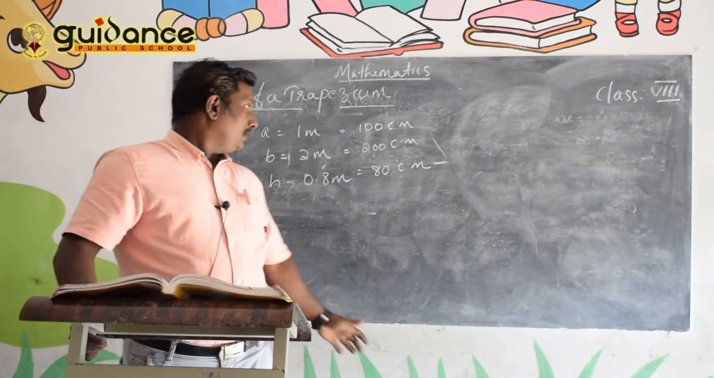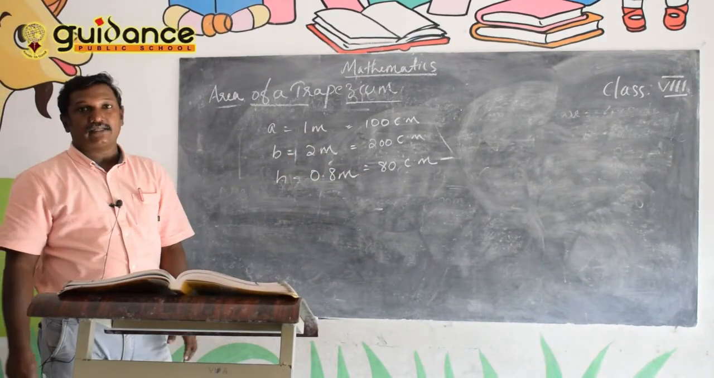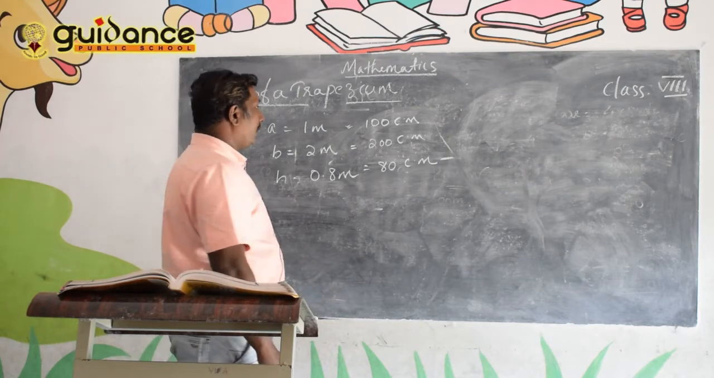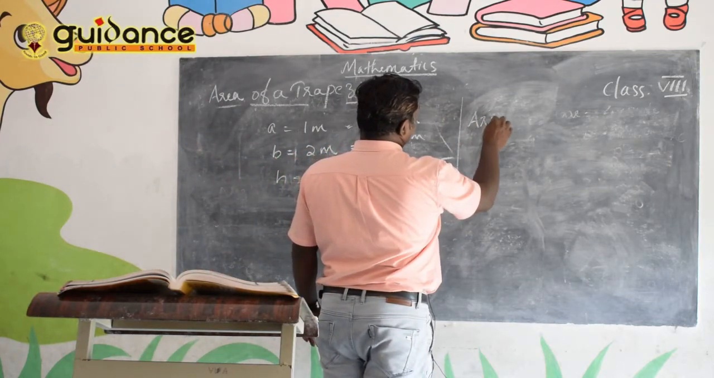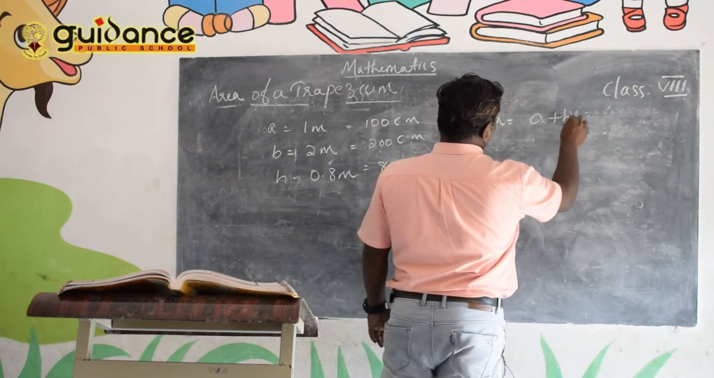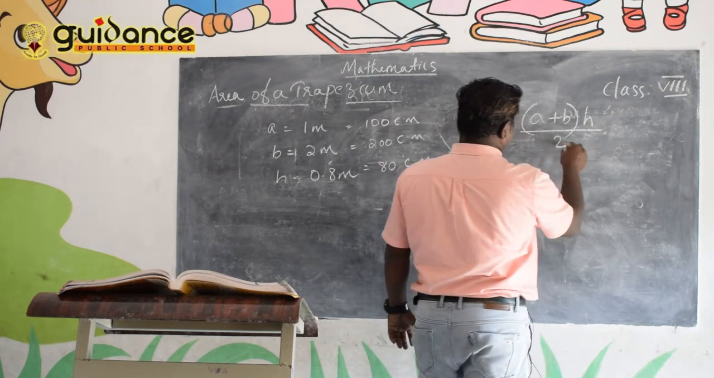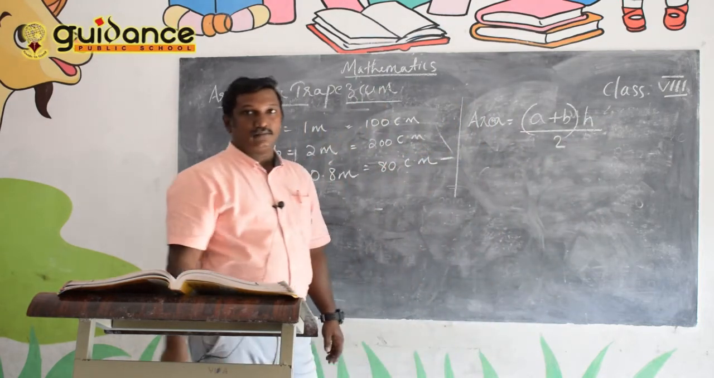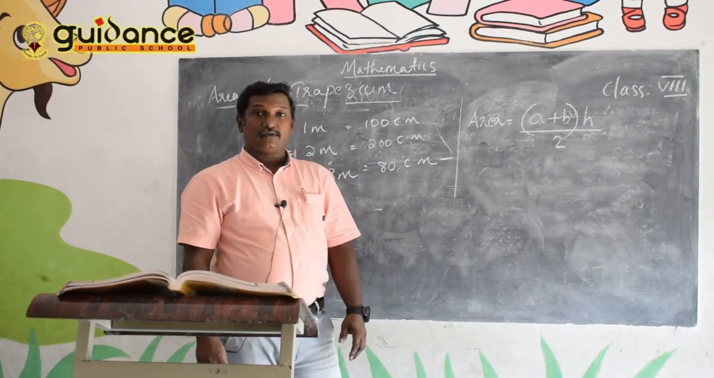Now you got the numbers. With decimals, it is very difficult to add or multiply. So here, what is the area? Area is equal to (A plus B) into H by 2. This is the equation for finding the area of trapezium.